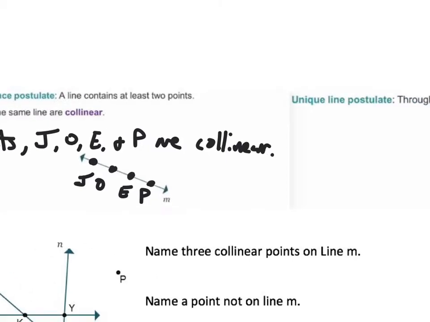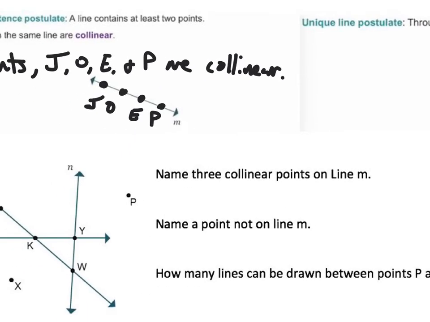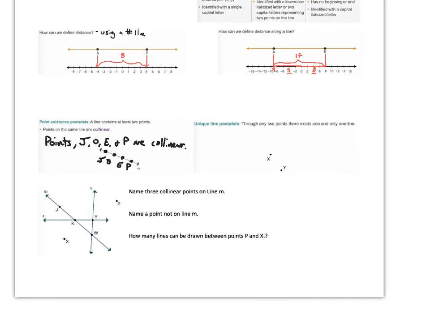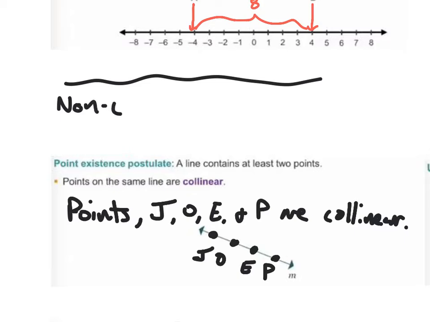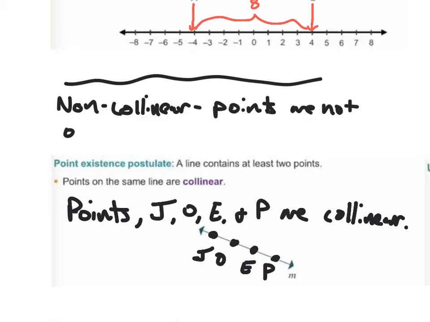Now the other thing, if we say that something is non-collinear, and let's put that up here underneath this, non-collinear means that points are not on the same line.